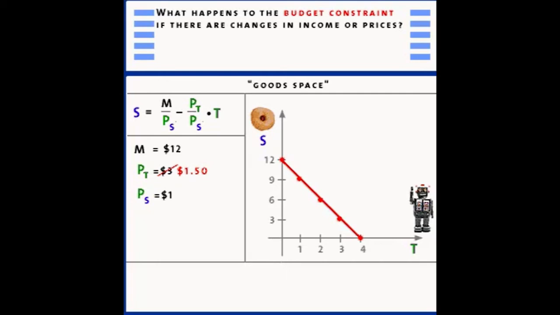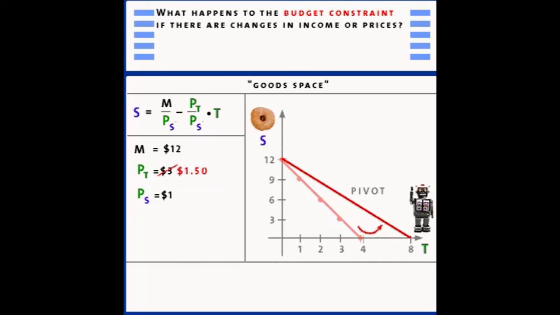Now, your purchasing power in terms of snacks has not changed. Snacks still cost $1 each, and you only have $12 to spend. So we show a change in the price of toys by rotating the budget constraint like this until we reach its new intercept. This is the budget constraint when toys cost $1.50 a piece, snacks cost $1 a piece, and you still have $12 to spend. A movement in the budget constraint, therefore, represents a change in your opportunities, a change in what you can buy, given your income and the price of the goods.